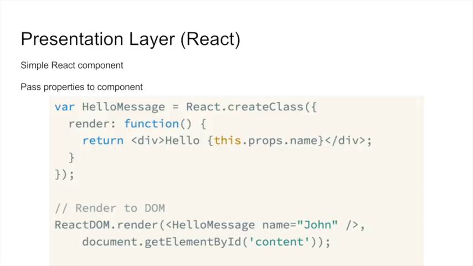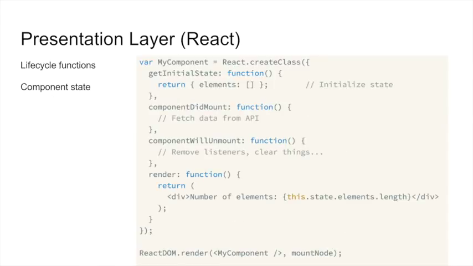In the example here, you see a simple React component. The component is created at the bottom with an attribute called name. These attributes are called properties, and these properties can be retrieved by calling this.props, as you can see in the render function. A React component has some functions that are automatically called when it is created, added to the DOM, or removed from the DOM, etc. These are called lifecycle functions, and you see some of them here.